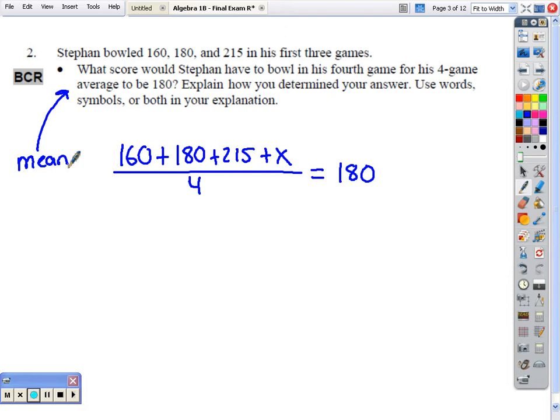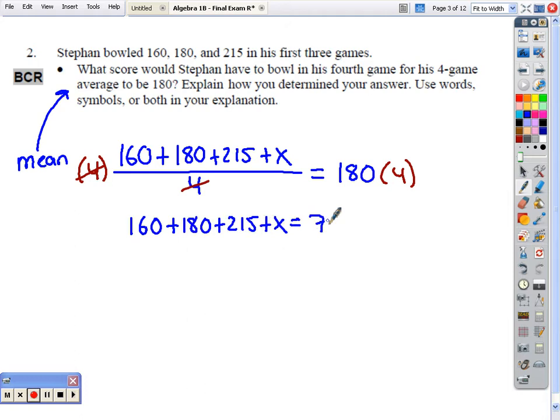So notice that I am adding the 3 scores together plus an unknown score, and I'm dividing that by 4 to get a mean of 180. And I'm going to go and solve this equation. First thing I'm going to do is multiply both sides by my denominator, which is 4. They cancel out on this side, leaving me with just 160 plus 180 plus 215 plus x is equal to 720. When I add the 3 bowling scores together here, I get 555.